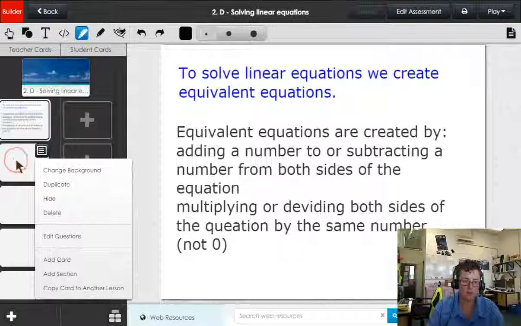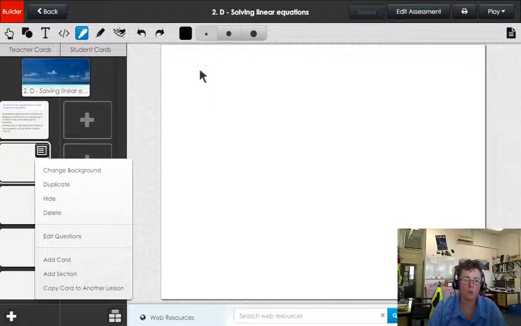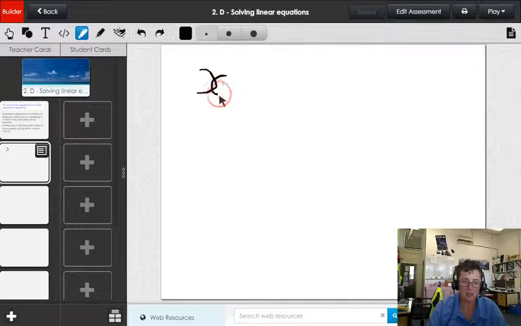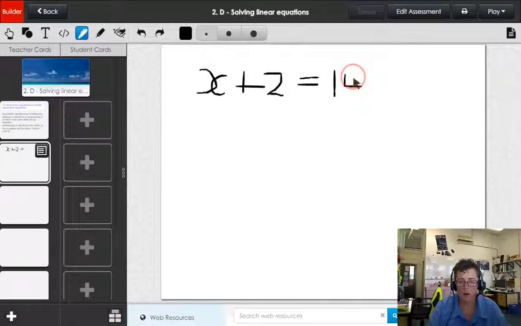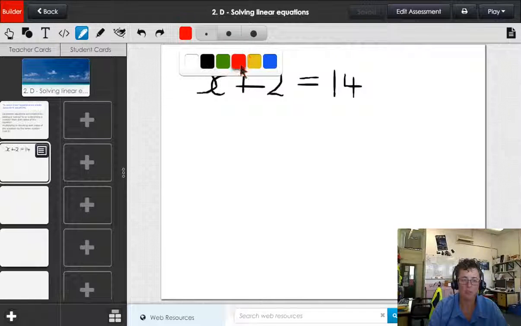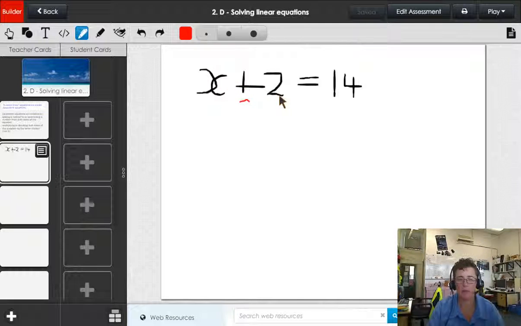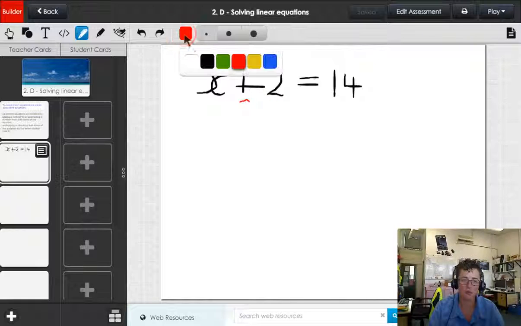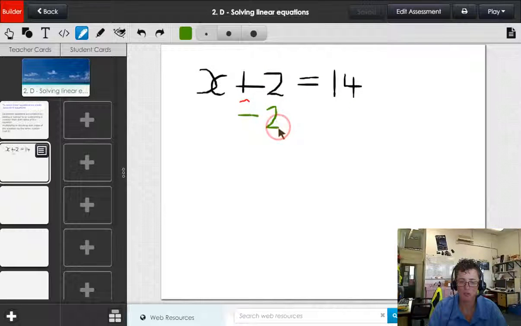So let's have a look at some examples. If I have the equation x plus 2 equals 14, it's quite easy to see the answer just looking at it, but to use the correct method, what we do firstly is we look at what sign is used. In this case, it's a plus. If you have a plus something, we have to subtract it. So we subtract the same number from both sides. In this case, it's plus 2, so we minus 2 from both sides.